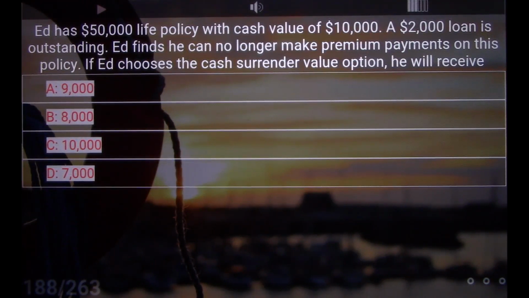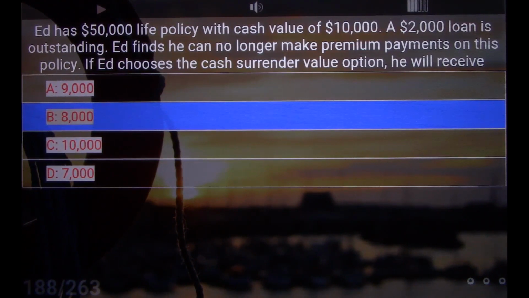Ed has a $50,000 life policy with cash value of $10,000. A $2,000 loan is outstanding. Ed finds he can no longer make premium payments on this policy. If Ed chooses the cash surrender value option, he will receive B. $8,000.